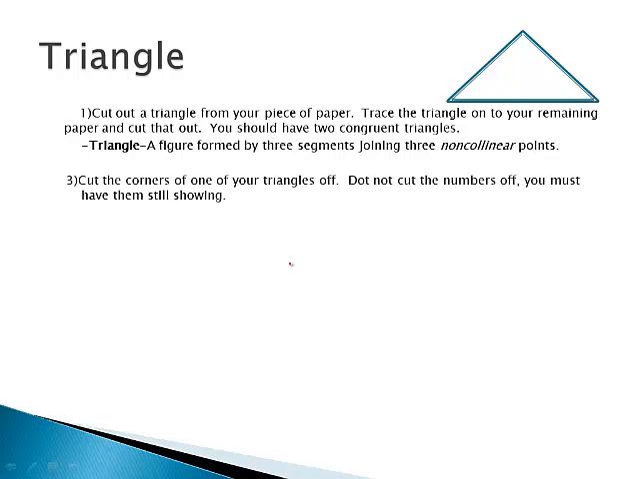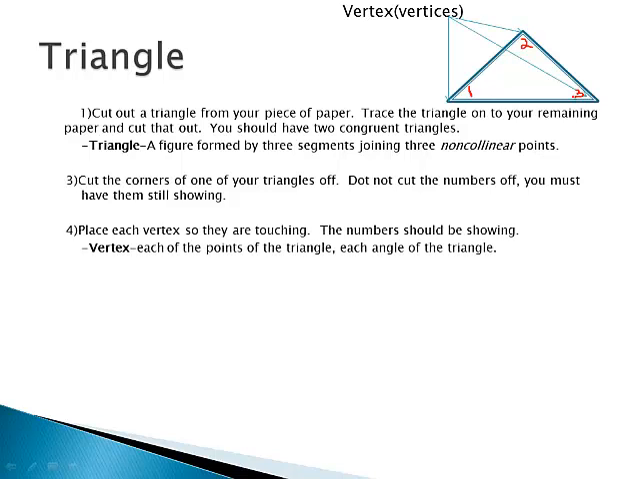Next thing I want you to do is cut the corners of one of your triangles off. Do not cut the numbers off, you must have them showing, which means that you have to give numbers. So I'm going to label this one 1, this one 2, and this one 3, because you have three vertices. Place each one of the vertices so they are touching. If you ripped this one off, and this one off, put them so that they are touching. Each one of the numbers represents what's called a vertex. A vertex is each of the points of the triangle, or represents each angle of the triangle.